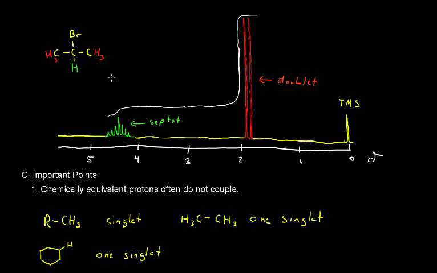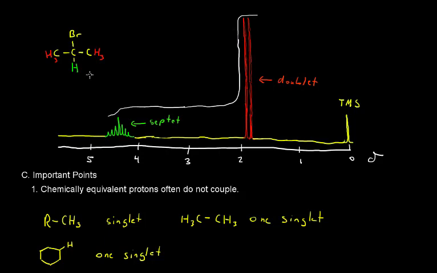For another example of some splitting patterns that we haven't seen yet, I have the Proton NMR spectrum for 2-bromopropane. And again, I've color-coded the protons. There are 2 different types of protons: the 6 protons on the 2 methyl substituents, and then the single proton on the central carbon that's bonded to the electronegative bromine. And as we would expect, this proton is farther downfield than the methyl protons because it is on a carbon bearing this electronegative bromine. So that moves the chemical shift downfield.